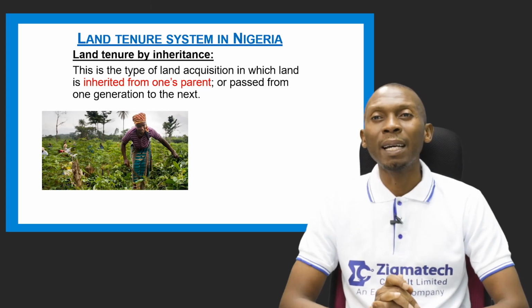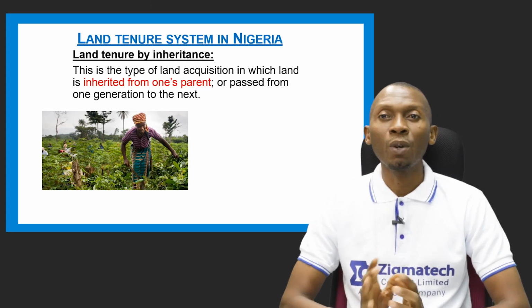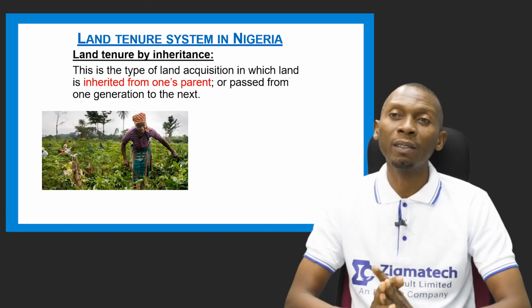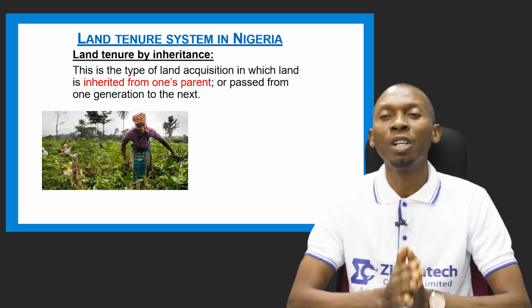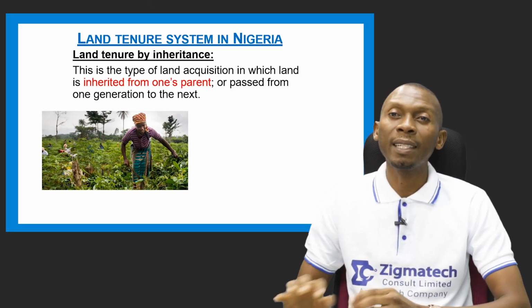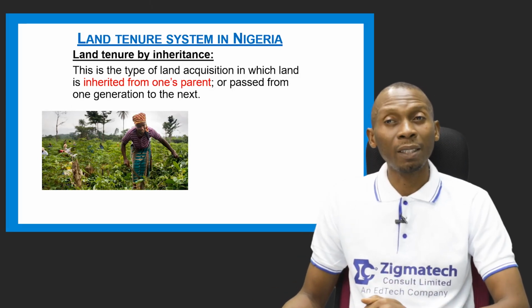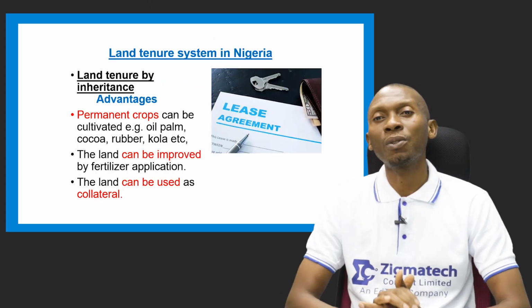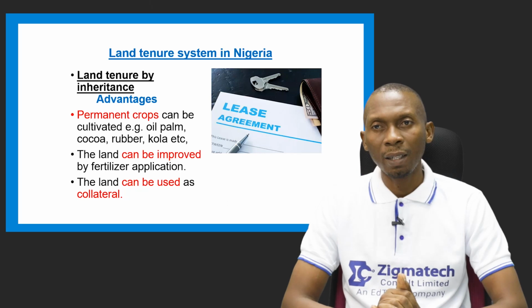So, land tenure by inheritance. And what does this mean? That means the land is acquired or inherited from one's parent or passed from one generation to the other. So this is individual land tenure system by inheritance. It has its advantages and it also has its disadvantages.